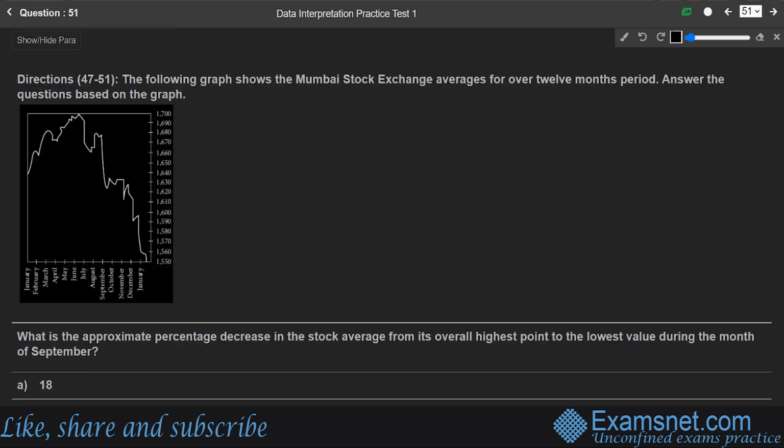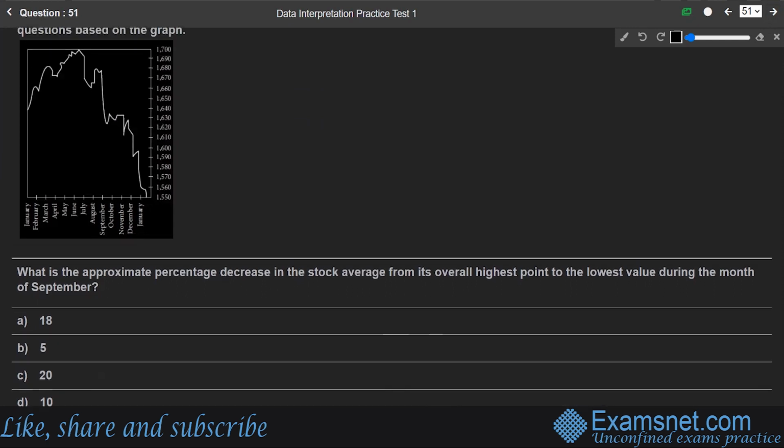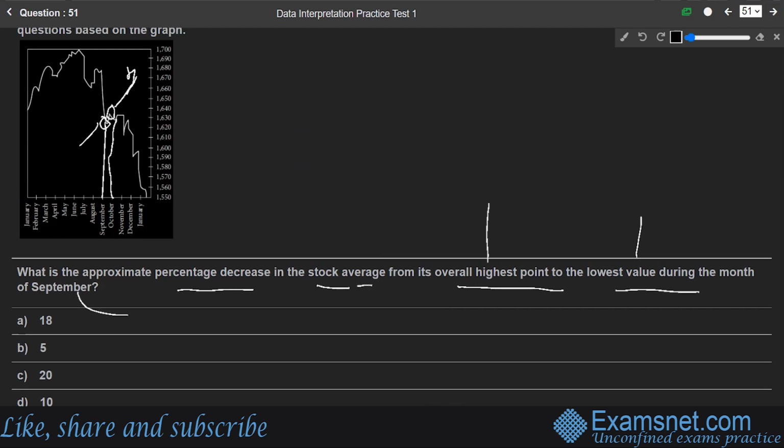Okay. Now for the same graph, we have another question. What is the approximate percentage decrease in the stock average from its overall highest point to the lowest value during the month of September? So only for the month of September, we have to find out the percentage decrease from the highest point to the lowest point. So let us see the month of September. This is how it goes, and it ends here. The month of September ends here. So this is the highest point, and obviously this is the lowest point.